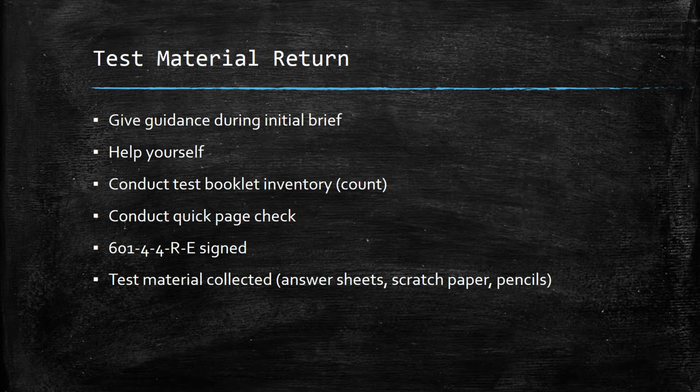Conduct a textbook inventory per assistant TA. Essentially what you're going to do is verify that the number of test booklets that you provided them is the number of test booklets that you have returned. You'll confirm the serial numbers later when you get home to ensure that everything is there. Conduct a quick page check on the books before signing the 601 4RE that everything is there and accounted for.